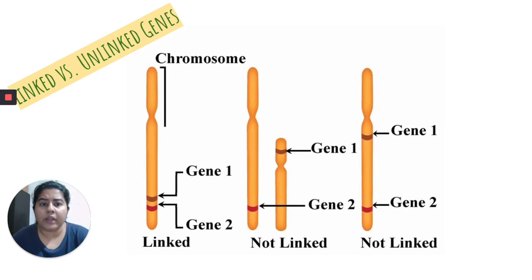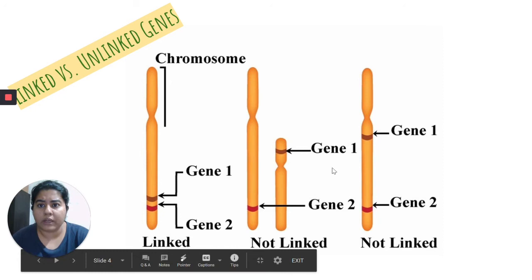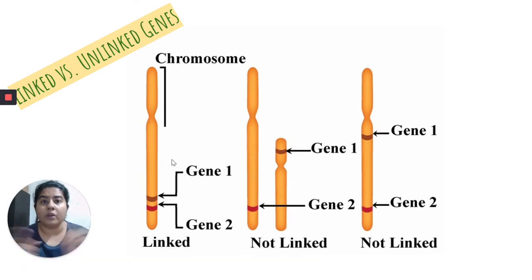If you look at this diagram, the first chromosome on the left side of the screen is showing gene 1 and gene 2 lying very close to each other on the same arm of the chromosome. So there is a chance that when this chromosome will undergo crossing over, gene 1 and gene 2 may fall into one chromosome segment and get crossed over together because they are lying so close to each other.